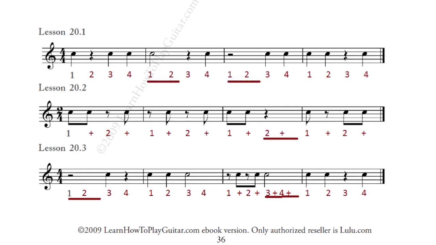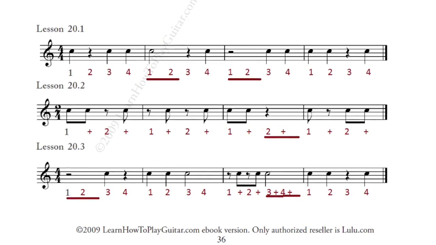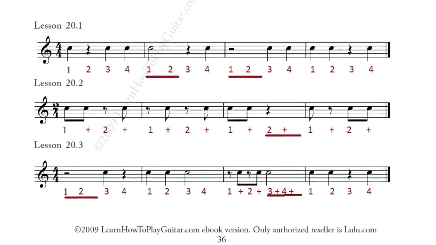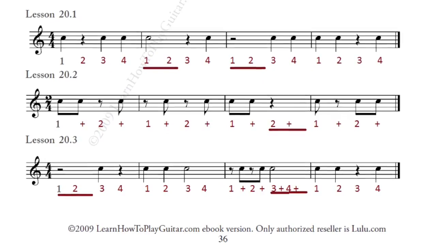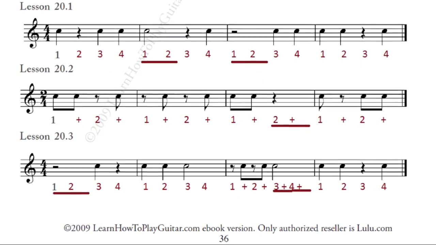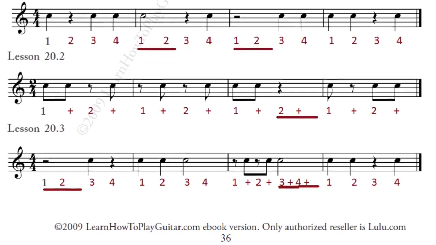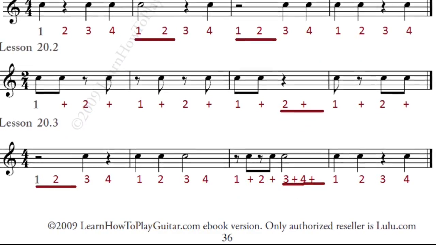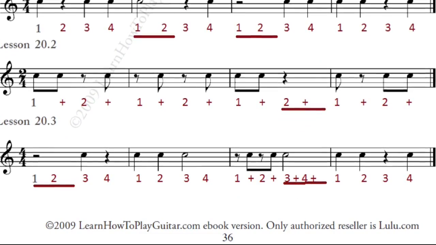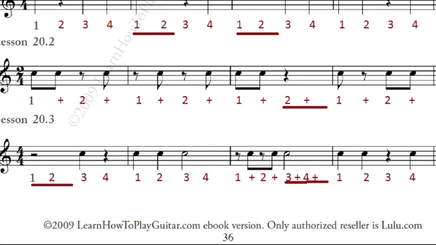The last lesson combines quarter note rests and 8th note rests. So I'm going to count the whole lesson in 8th notes. 3 and 4 and 1 and 2 and 3 and 4 and 1 and 2 and 3 and 4 and 1 and 2 and 3 and 4 and 1 and 2 and 3 and 4 and.